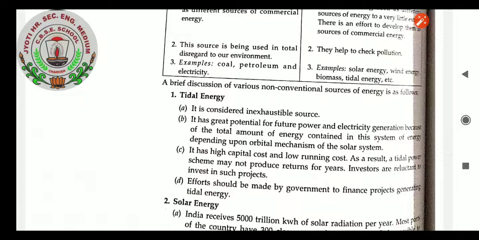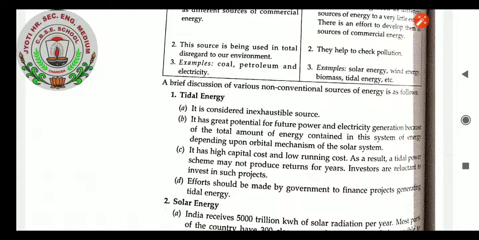As a result, a tidal power scheme may not produce returns for years. Investors are reluctant to invest in such projects. Effort should be made by government to finance projects generating tidal energy. Definitely the government must motivate starting tidal energy power plants, because the very first advantage is that it is an inexhaustible source of energy. As solar energy is there, in the same way tidal energy must be started in many areas where we can easily get the raw materials for its production.